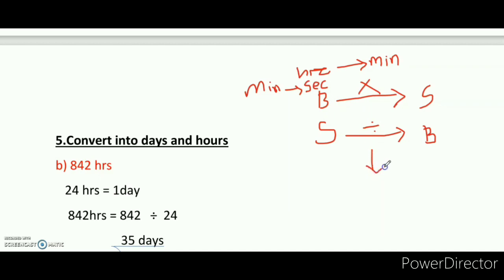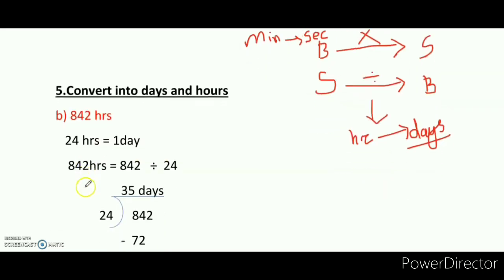But when a smaller unit is given to convert to a bigger unit, suppose in question number 5b, it's given hours we need to convert to days. Hour is smaller and it's given to convert to the bigger unit days. So in that case, we will divide. Got it, children? When a bigger unit is given to convert to a smaller unit, we will multiply, and when a smaller unit is given to convert to a bigger unit, we will divide. So let's move on, children.